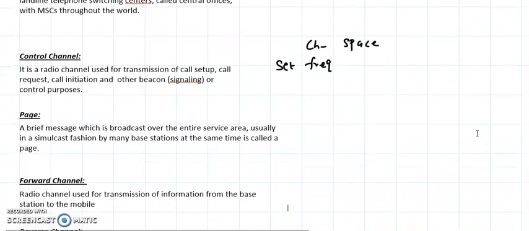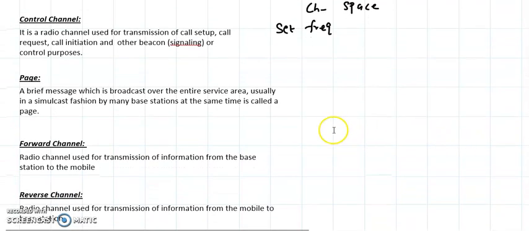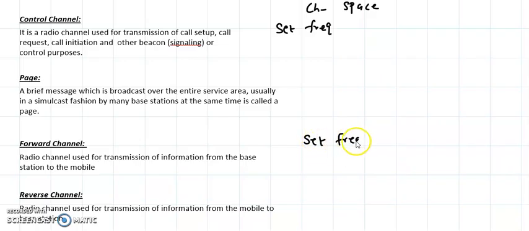Next we have the forward channel and the reverse channel. Remember, next time I told you whenever you hear the word channel, the first thing you will remember is nothing but a set of frequencies. So what is channel? It is nothing but a set of frequencies. So some frequencies are allocated for forward channels and some are allocated for reverse channels.